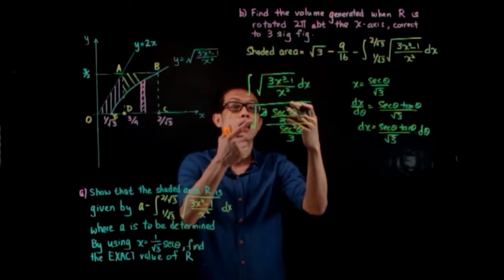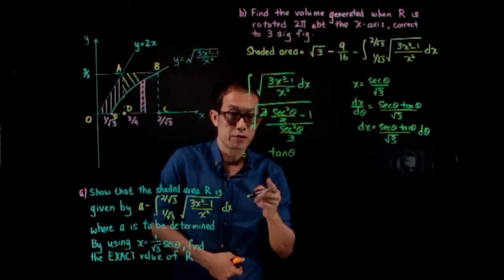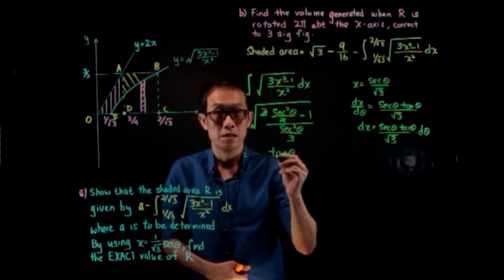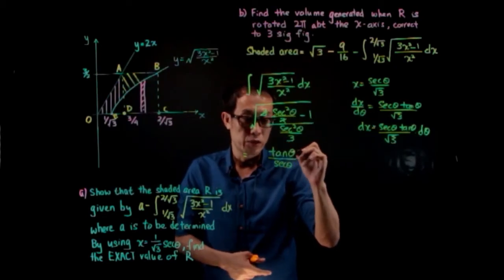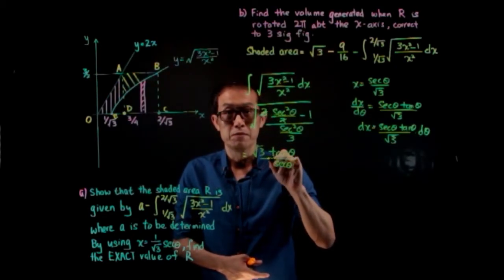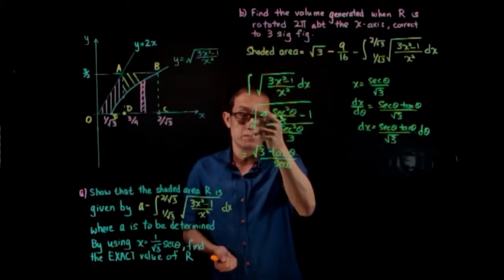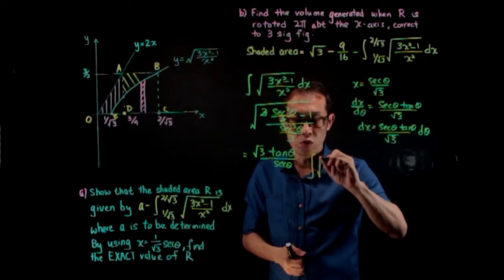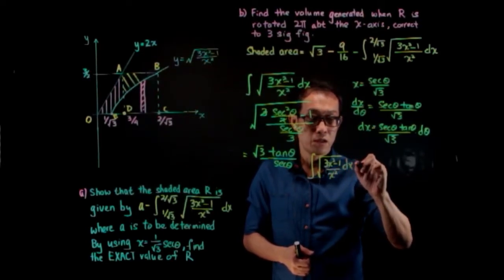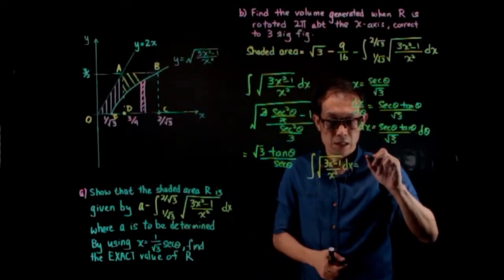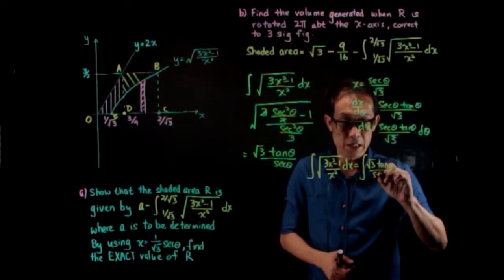So if you take the square root, you are left with tangent theta for the numerator. Now the denominator, you are left with secant theta over root 3. Then you can bring the 3 up. So what do you have? You have root 3 times tangent theta over secant theta. So what does this expression become? The integral of square root of 3x squared minus 1 over x squared dx will then be the integral of root 3 tangent theta over secant theta.